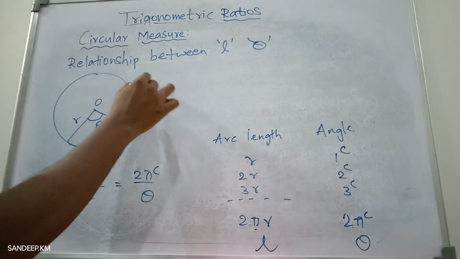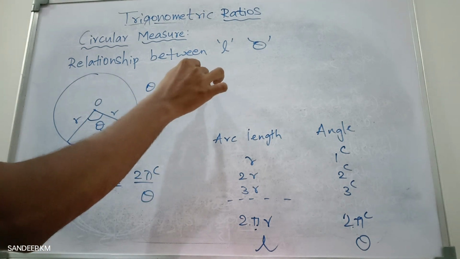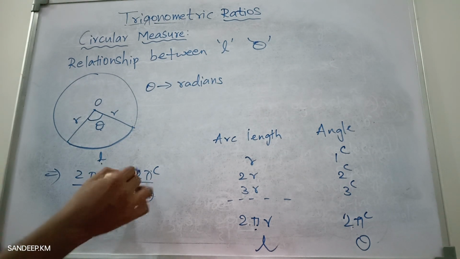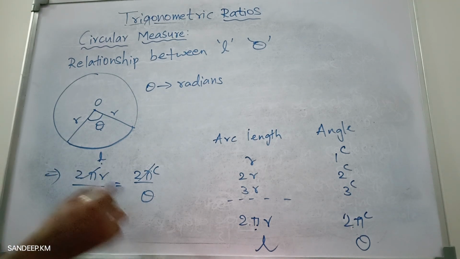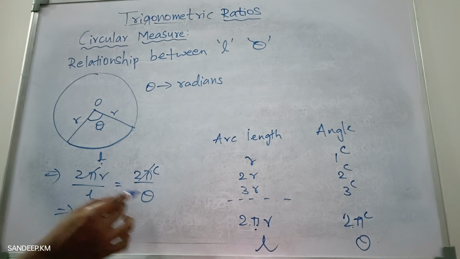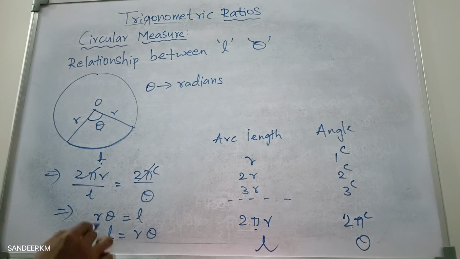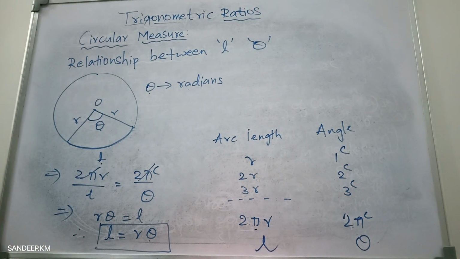So let us assume that theta is in radians itself. So both the units will get cancelled. Now 2 pi and 2 pi will get cancelled. So cross multiply, you will get r into theta is equal to L. So therefore, dear students, length of the arc is equal to r into theta if theta is in radians. Where theta is in radians, keep this in mind. Therefore, the length of an arc is given by r into theta. So this is very, very important, keep this in mind.